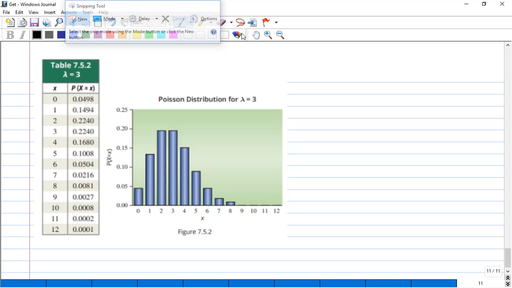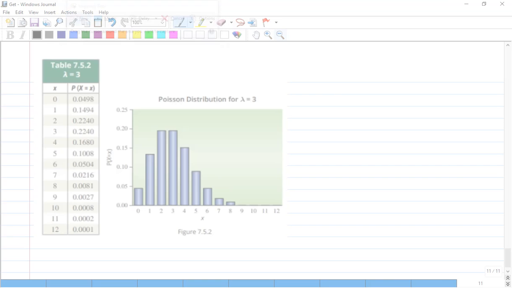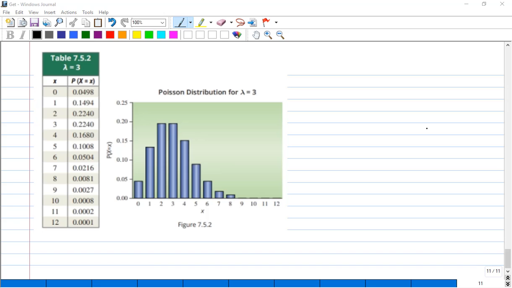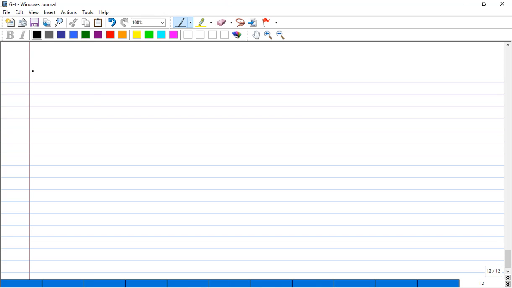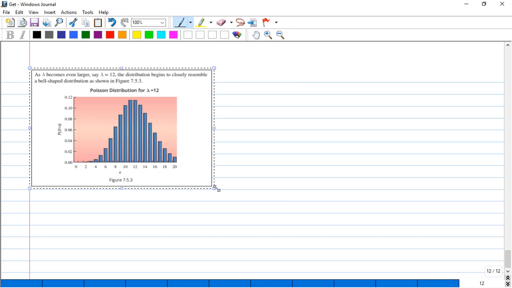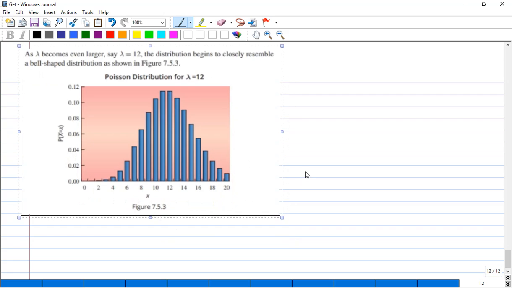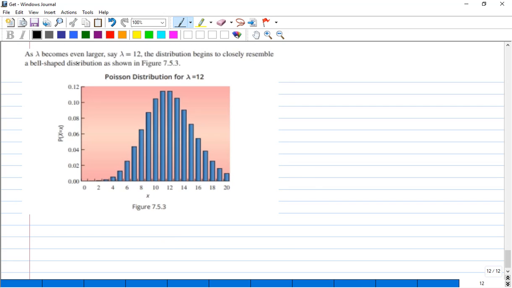Now, as lambda gets larger, check out what happens. Here's where lambda is 12. So as lambda becomes very large, you can see that we do start to have a bell-shaped distribution, or a normal distribution, which may not mean much now, but eventually it will mean a little more.